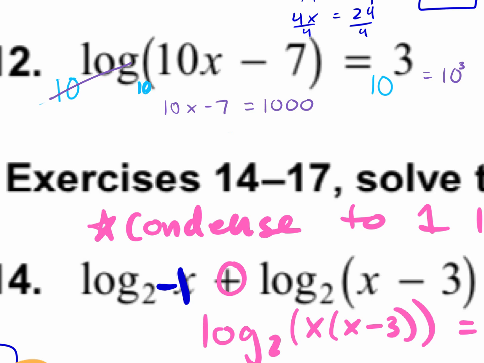What do I do next? Add 7. So we get 10x is equal to 1,007. Perfect. 1,007 divided by 10 would be 100.7. So when you only have one log, you got to use exponents to get it to cancel.